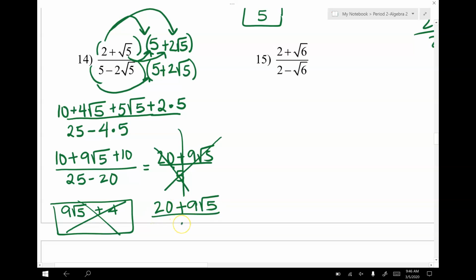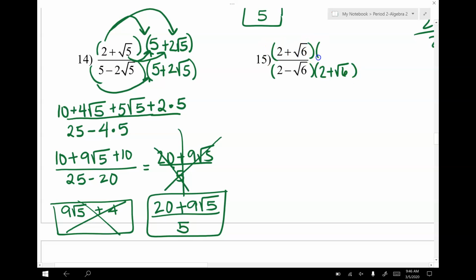Okay, so I'm very glad that we brought that up. Again, we can only reduce if things are being multiplied. All right, 15. What is the conjugate on 15? Good.